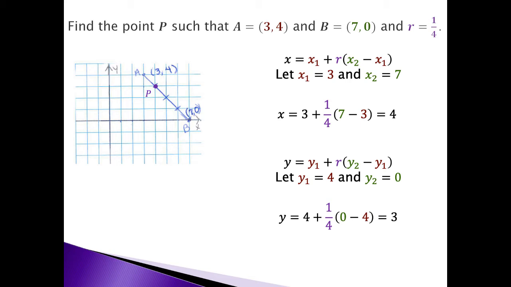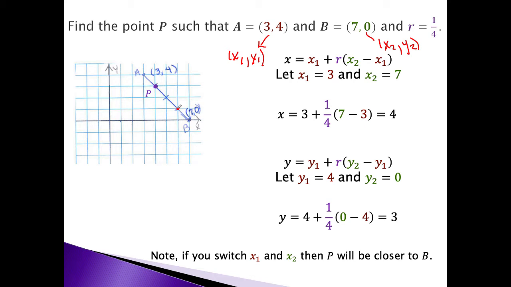If I had reversed and used A, I let this be the point (x1, y1), and I let this be the point (x2, y2). If I had reversed those two and said I'm going to let (3, 4) be (x2, y2), and B be (x1, y1), then I would have gotten this point. So if I reverse the letters in the formula, then I reverse the point that I get. Note that if I switch x1 and x2, then P will be closer to B.